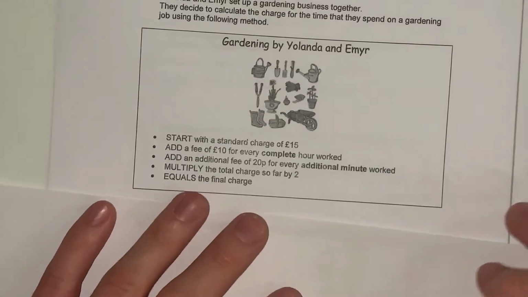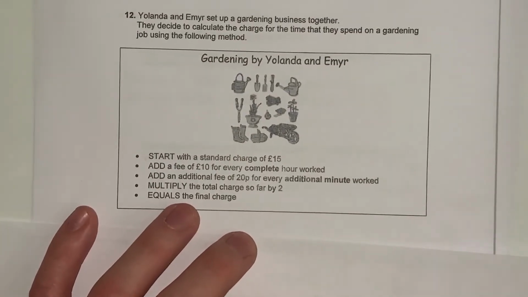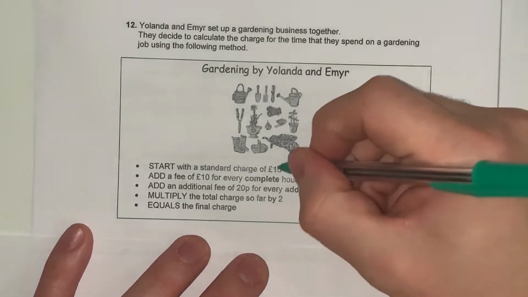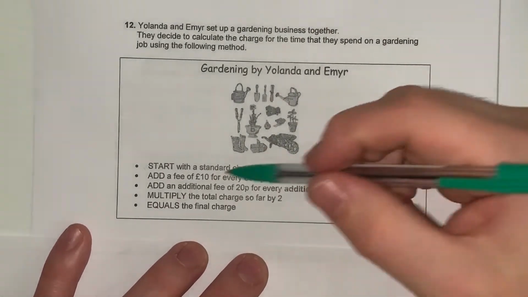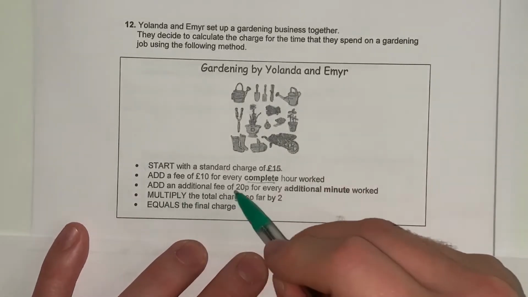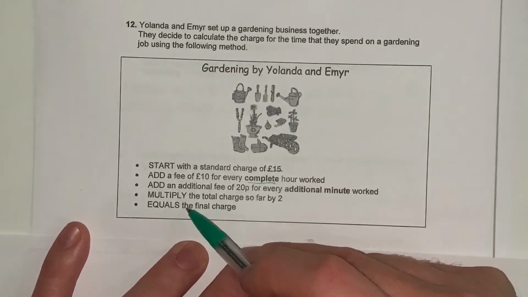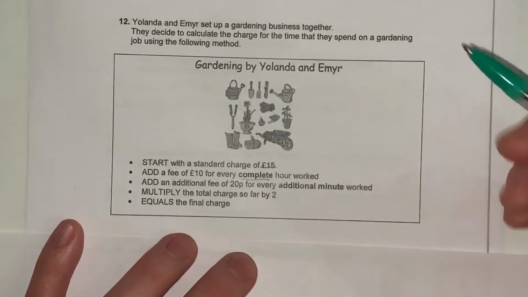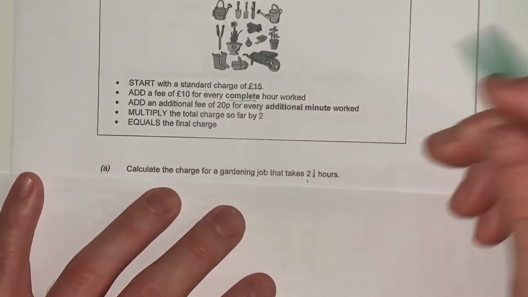Okay, this one, quite a nice one. It's just about how good your written methods are. Start with a standing charge of £15, so you have to pay that. You add a £10 fee for every complete hour, additional fee of 20p for every minute, then multiply the total charge by 2 equals the final charge. So let's have a look. 2 hours and a quarter.